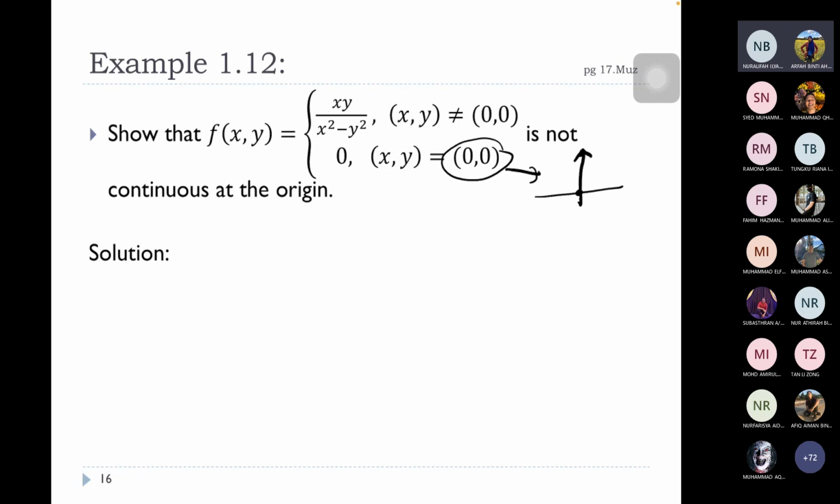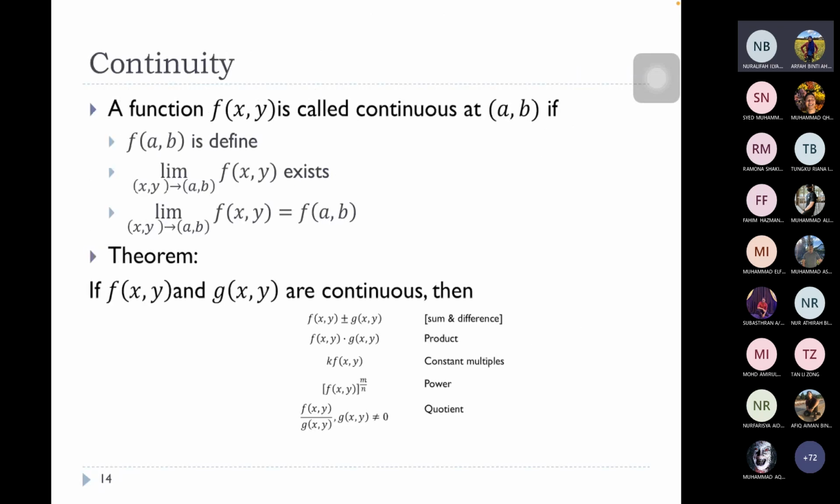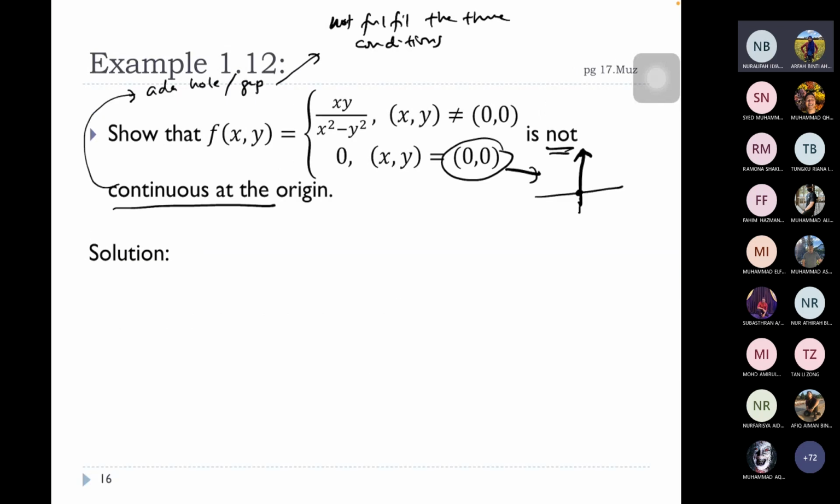So dia suruh tunjukkan not continuous. Mana kita nak tunjukkan this function is not continuous? Not continuous meaning that ada hole, okay, gap. Dan dia not fulfill the 3 condition. So 3 condition mana? Yang this one dalam nota. Yang ini. This one. Okay, so 3 condition. So a function will be continuous if, okay, this one.